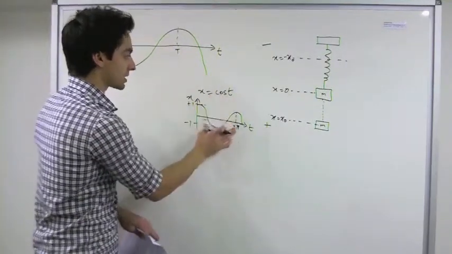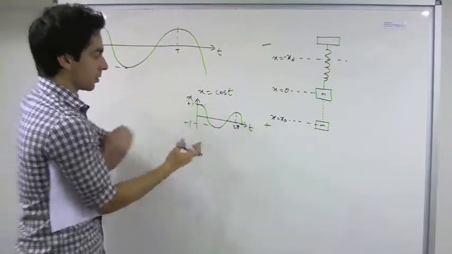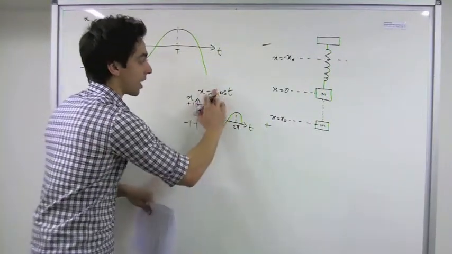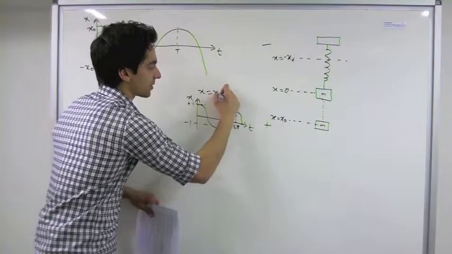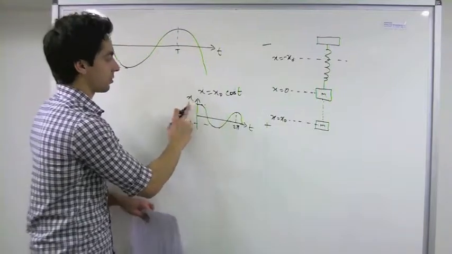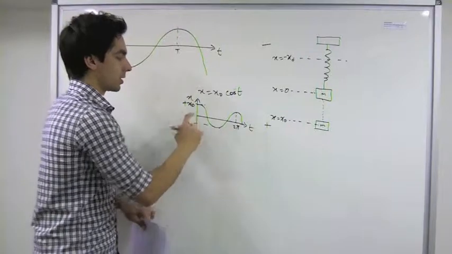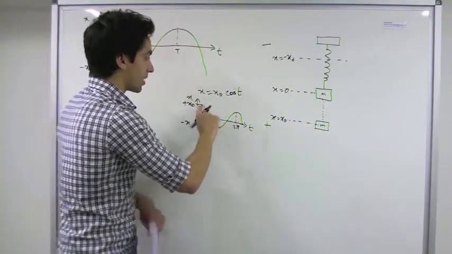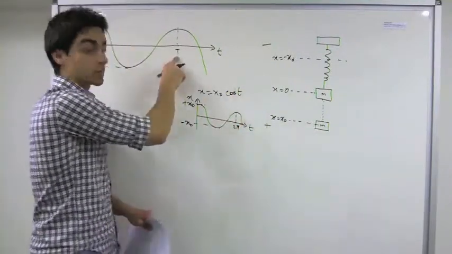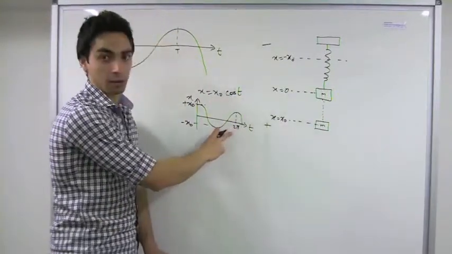Now how do I translate this graph to that graph? Firstly, I need to expand it in the vertical dimension to make it oscillate between x0 and minus x0. So how I do that is simply multiplying this function with x0. So now instead of oscillating between positive 1 and negative 1, it's going to oscillate between positive x0 and negative x0. Now the second thing is, whenever my variable small t takes on the value capital T, I want the inner term here to give me 2 pi.